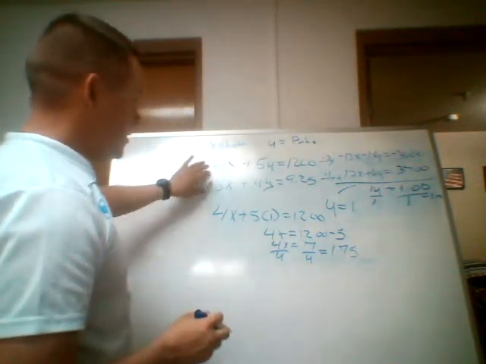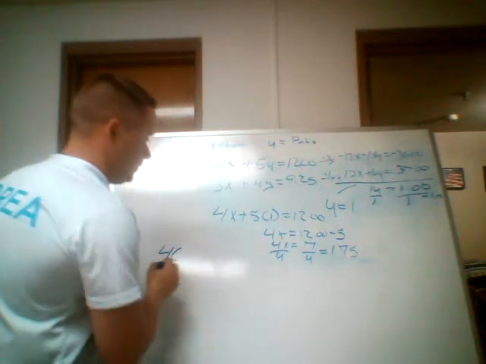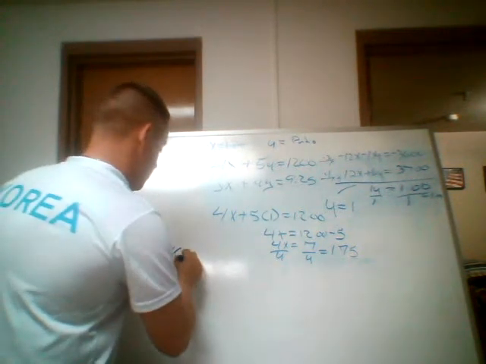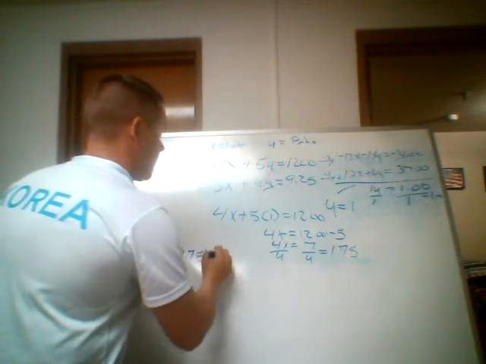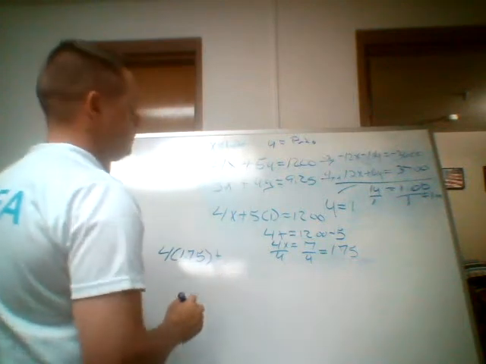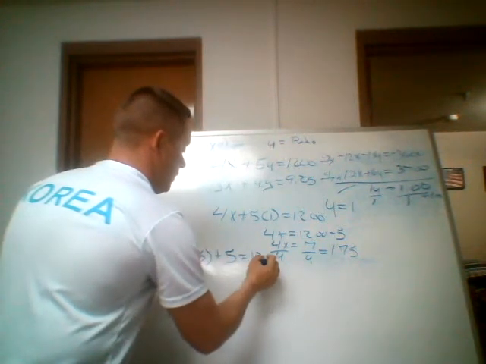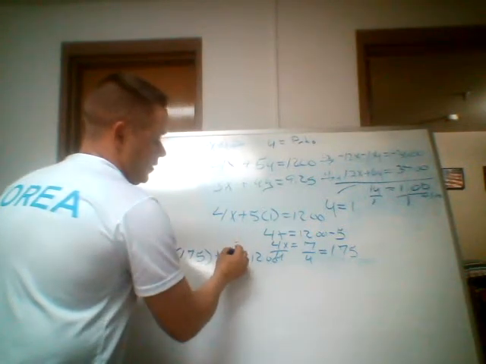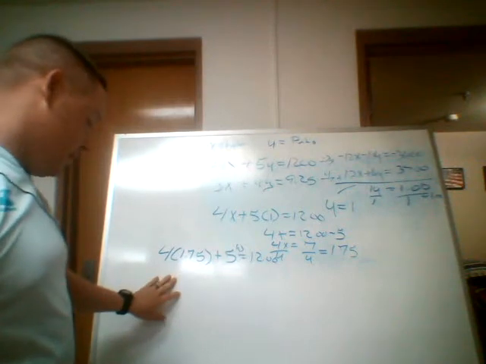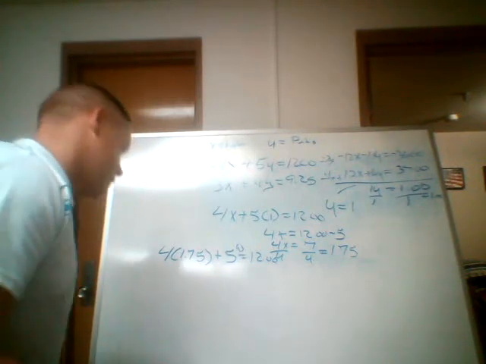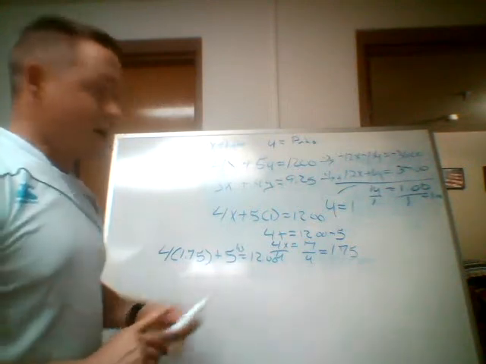So now we take this and see if it works. We have 4 times $1.75 plus 5 equals 12, since 5 times 1 is 5. So now everything works, and it's $12. And this is how I solve this equation.